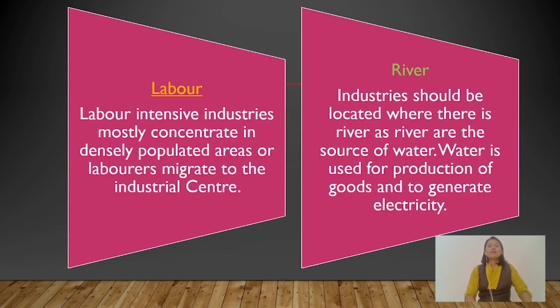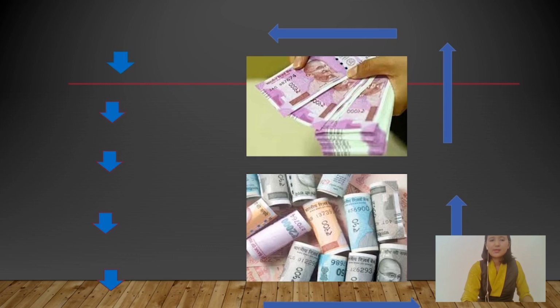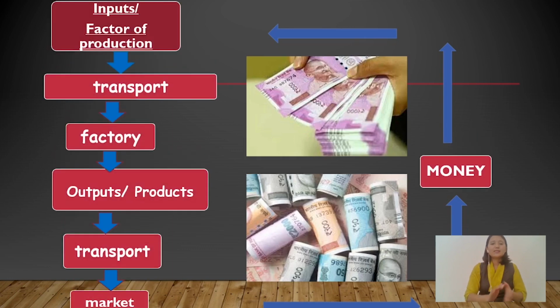Okay, so we have come to the end of factors affecting the location of industries. And now coming to the last part, that is this slide. In this slide, I will be telling you the importance of money in all these production activities. Money plays a central role while carrying out these activities.